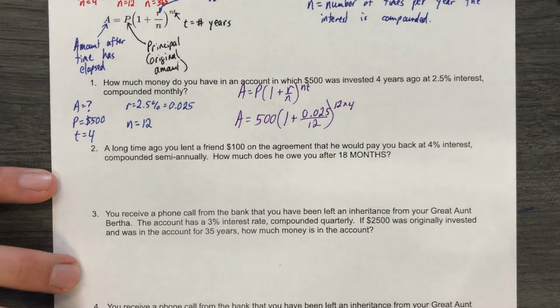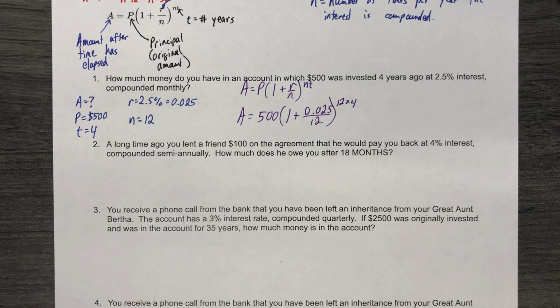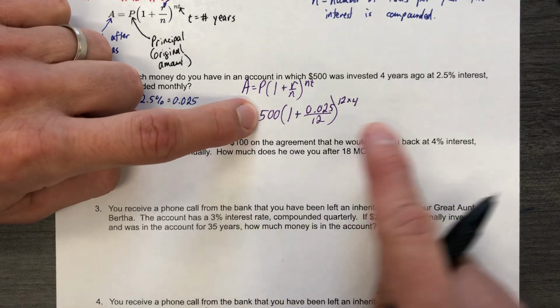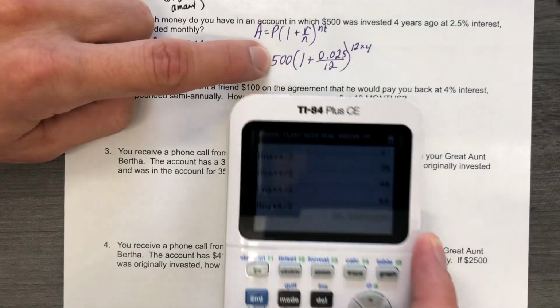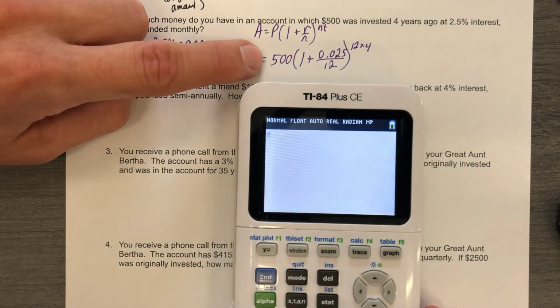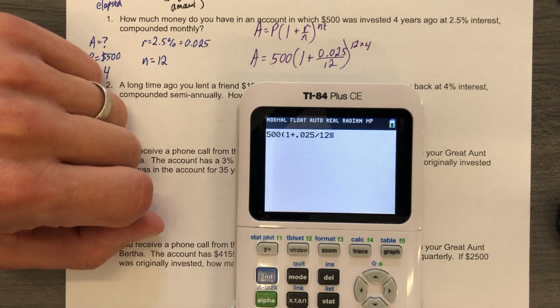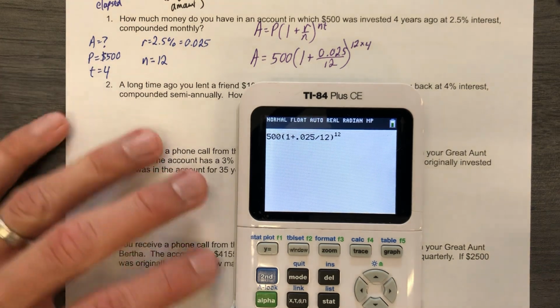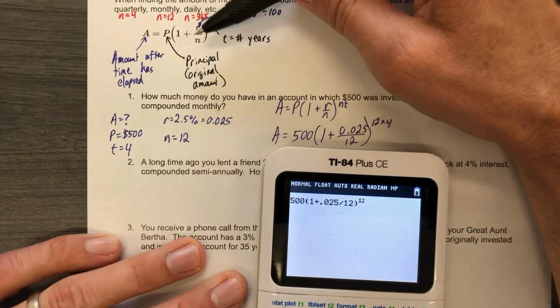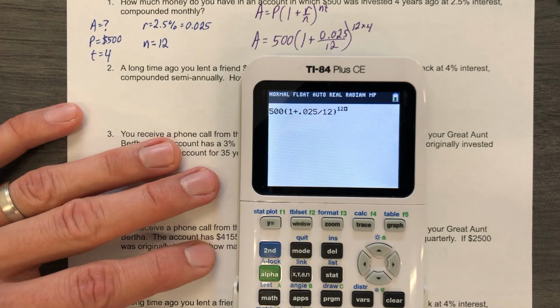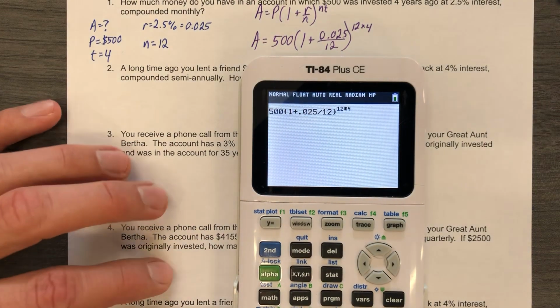Okay, a lot of silent writing there. And we are finding A. There's no solving to do. A is equal to all that, so just type that. And you're going to have an exponent that has 2 things multiplied in it, and that's okay. 1 plus 0.025 divided by 12, and we're going to raise it to the 12 times 4. Notice that the variable N happens twice in the formula. It happens here, and it happens here. Go ahead and put a 48 there if you'd rather.